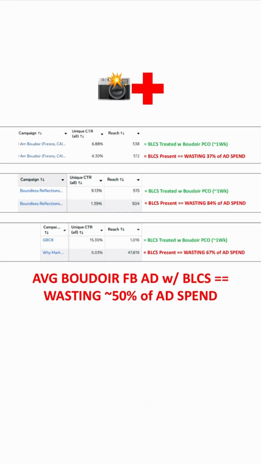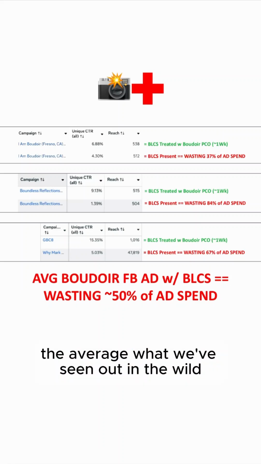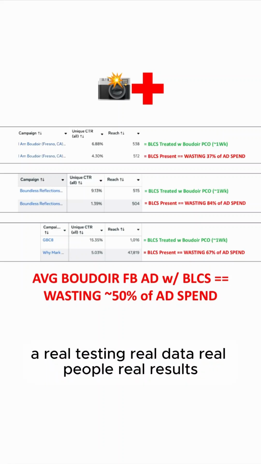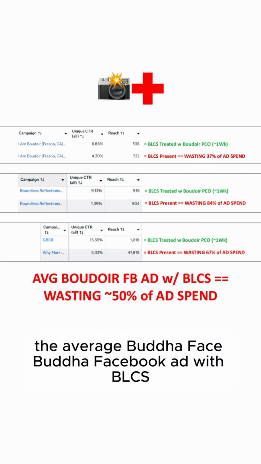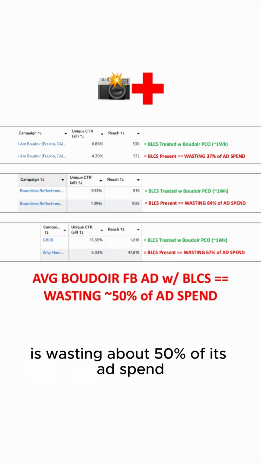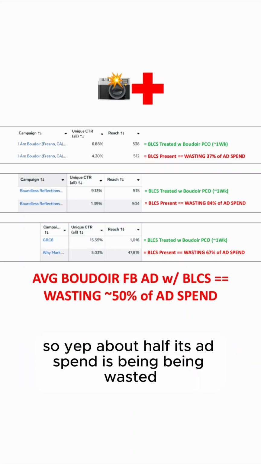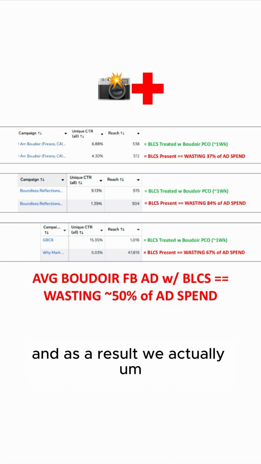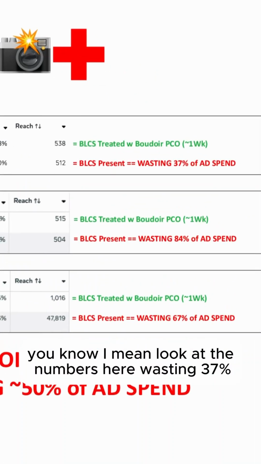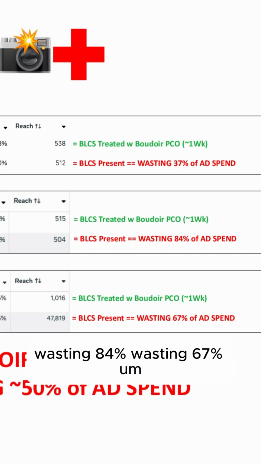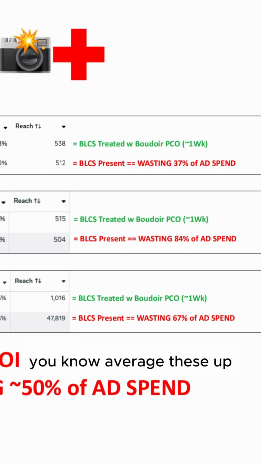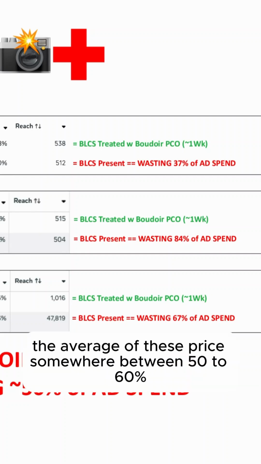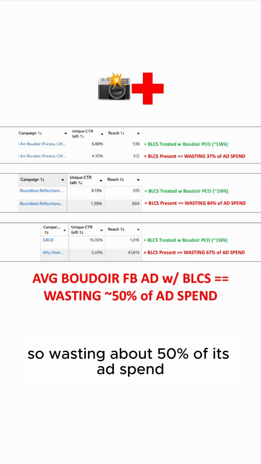So the average, what we've seen out in the wild, real testing, real data, real people, real results. The average Boudoir Facebook ad with BLCS is wasting about 50% of its ad spend. So yep, about half its ad spend is being wasted. Look at the numbers here, wasting 37%, wasting 84%, wasting 67%. Average these up, the average is probably somewhere between 50 to 60%. So wasting about 50% of its ad spend.